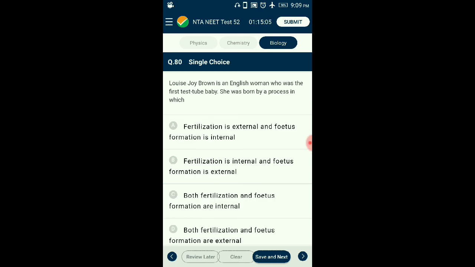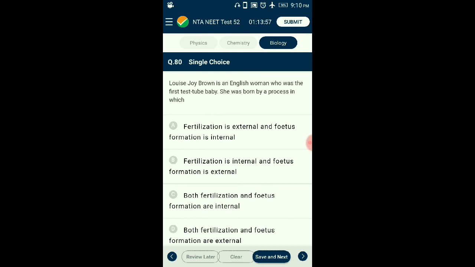Question number 80. Louise Joy Brown is an English woman who was the first test tube baby. She was born by the process in which fertilization is the fusion of the ovum and the sperm. In cases of infertility, assisted reproductive technologies, ART, are resorted to for reproduction. One of the methods of ART is IVF, in vitro fertilization, and embryo transfer, ET, commonly known as the test tube baby method.